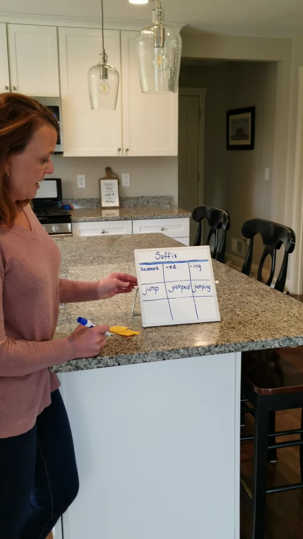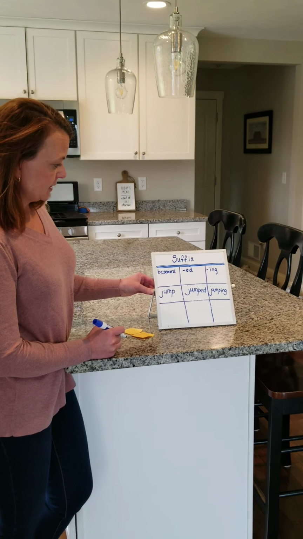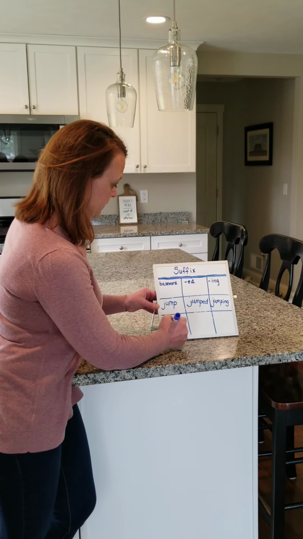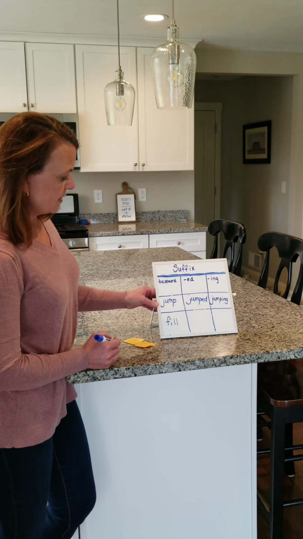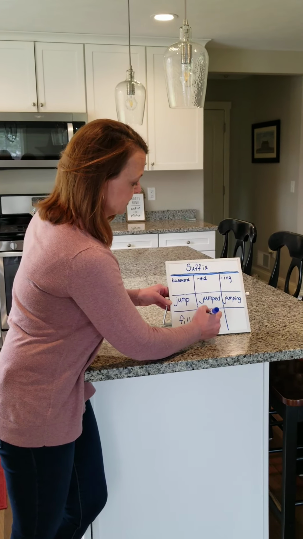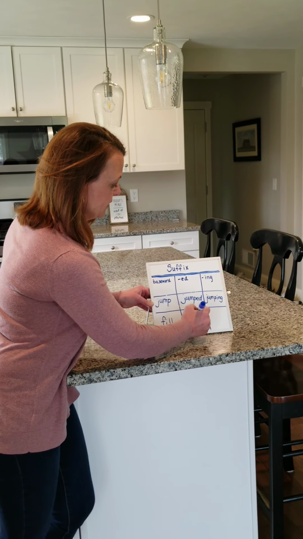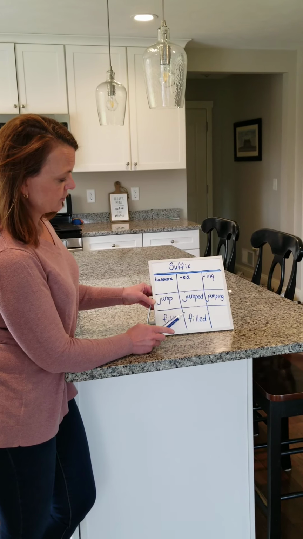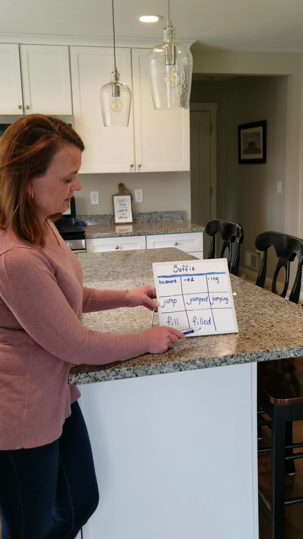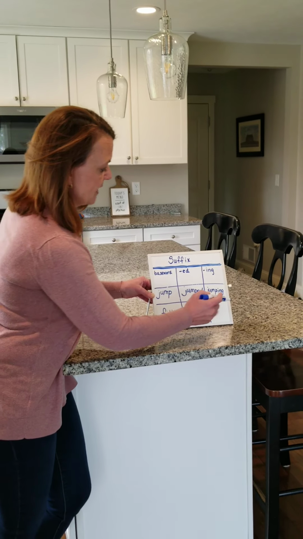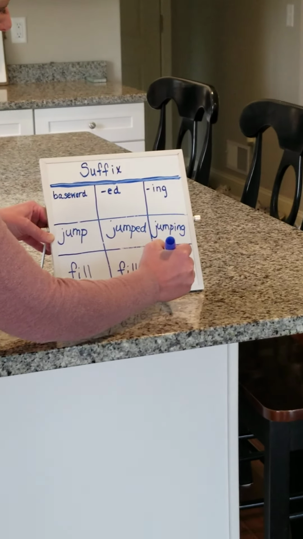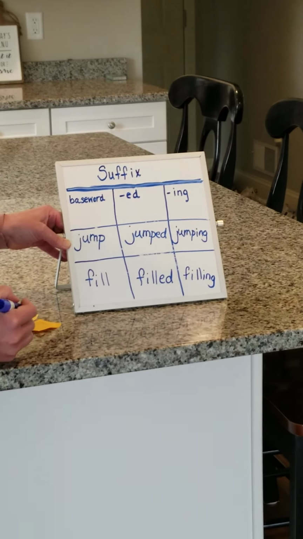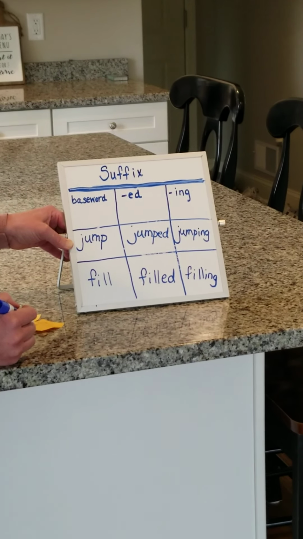Another example of a base word that we could add an ed and ing to would be the word fill. If I add the suffix ed to my word fill, it now puts that action word into its past tense, filled. If I add ing to this base word, my word now becomes filling.